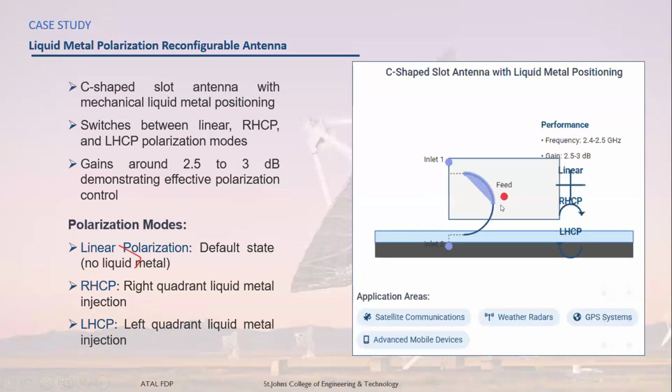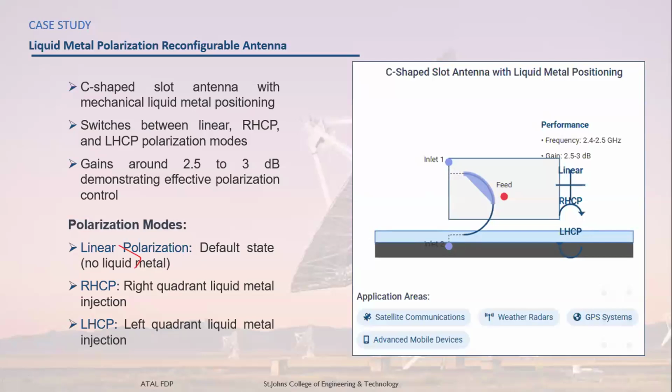When it is injected from this side, left hand circular polarization. When it is injected from the other side, look at this. Default state, linear polarization, when no liquid is injected into the slot. I am talking about liquid metal. If I inject some liquid into the structure, the polarization can be changed.